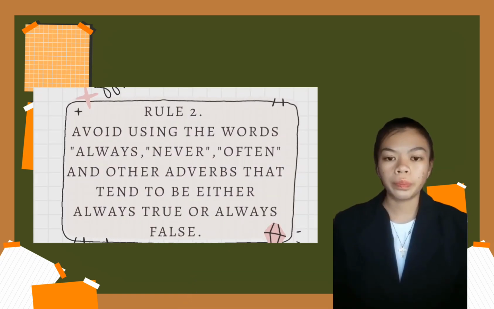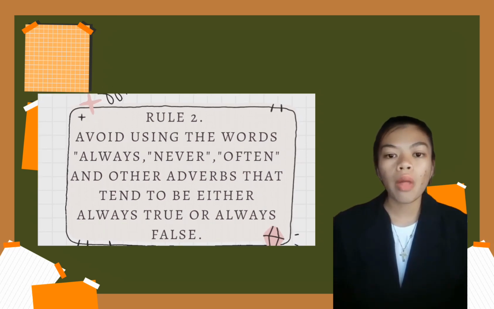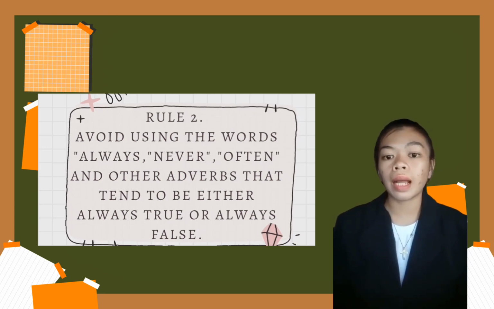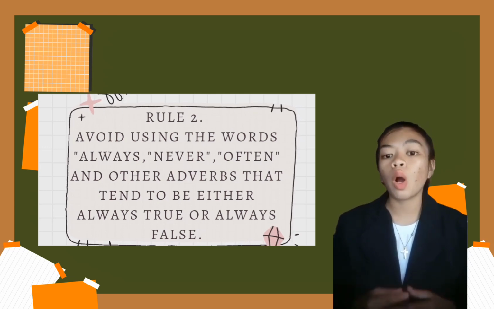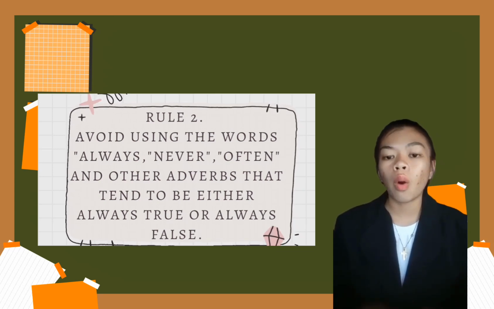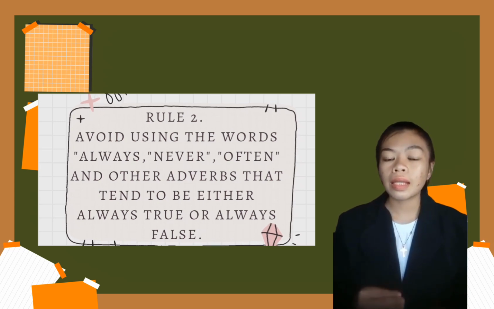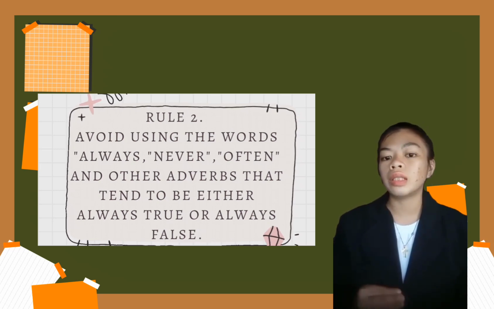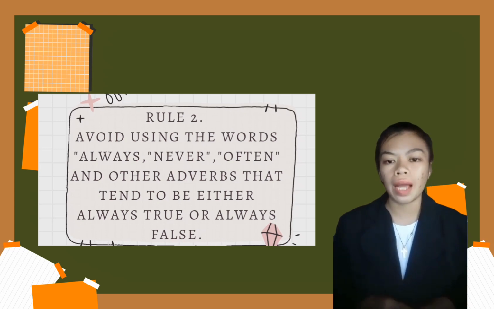Rule number 2. Avoid using words like always, never, often, or other adverbs that tend to be either always true or always false. Since the students need to think of only a single incident, they can easily choose the correct answer.